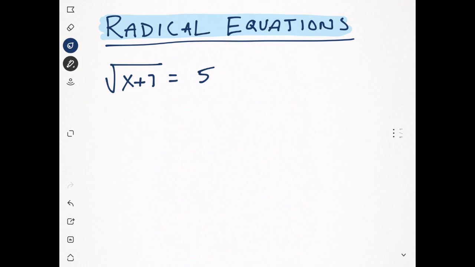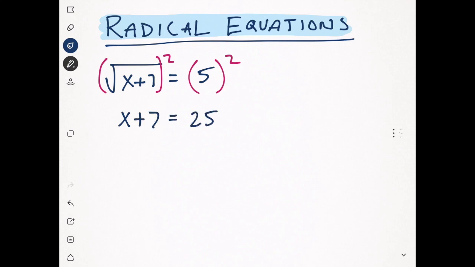The way we can solve this equation is simply square both sides of the equation to eliminate the radical. So if we square both sides, we end up with eliminating the radical on the left-hand side, so we get x plus 7. And the right-hand side is 5 times 5, or 25. And then it's really simple to solve from here. We just subtract 7 from both sides, and we end up with x is equal to 18. So that's the simplest form of a radical equation that we can solve.